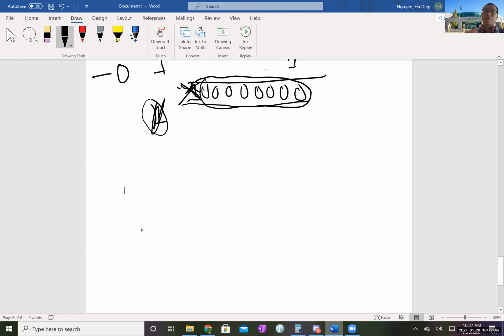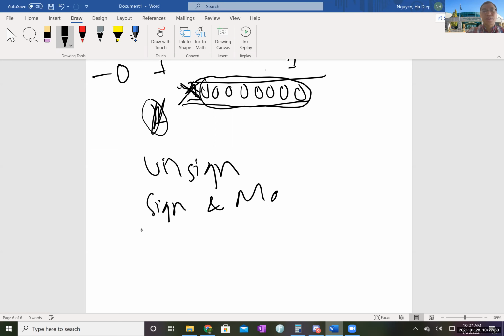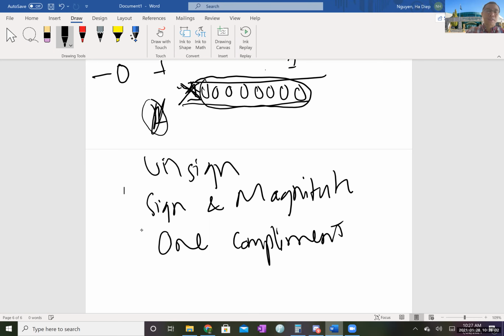So remember, you have 4 types here. The first one is the unsigned. The second one, you have the sign and magnitude. Third one, you have 1 complement. And the fourth one, you have 2 complement here. Okay, that is everything about the whole integer.